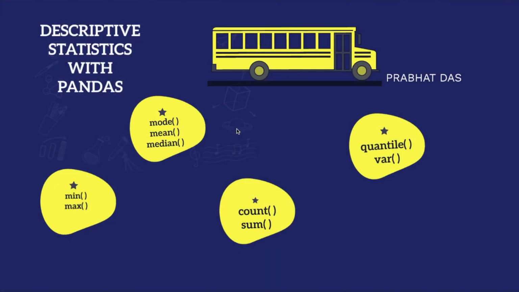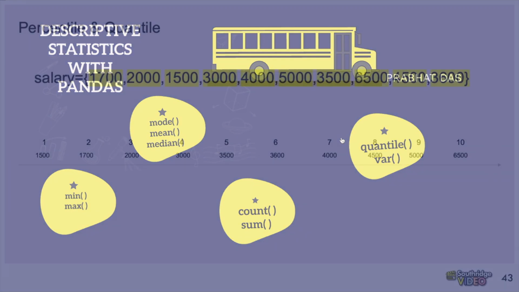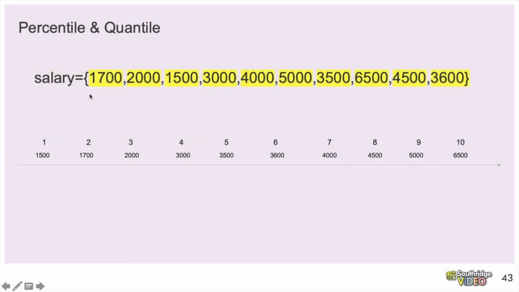Now let us try to understand quantile and var function. But before getting started with quantile and var function, let us understand what quantile and var mean. As you can see, I have a data set of salary of 10 people which contains 1700, 2000, 1500, 3000, 4000, 5000, 3500, 6500, 4500 and 3600.